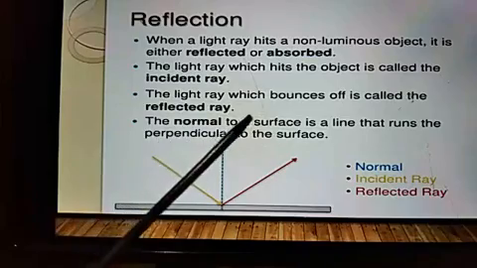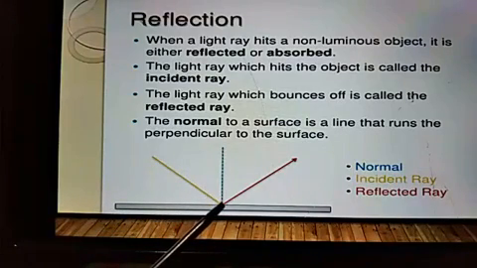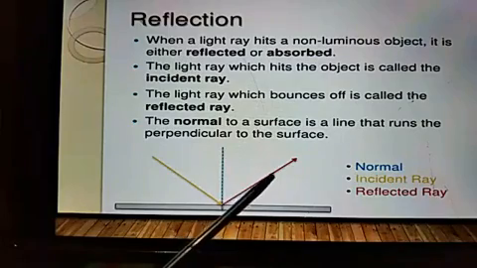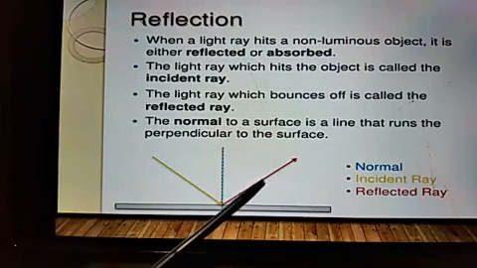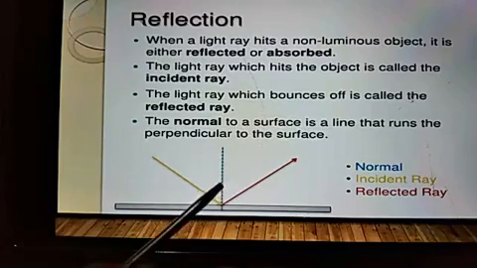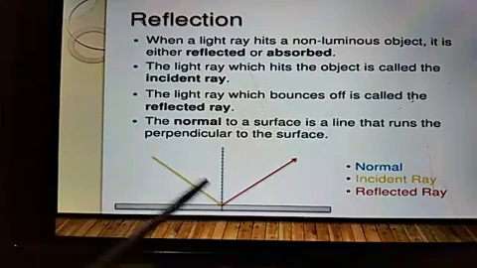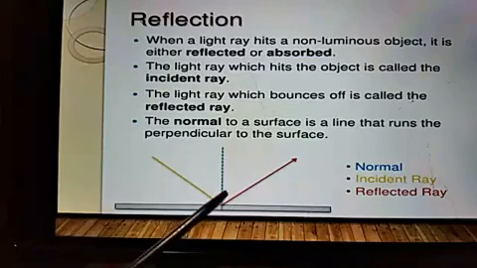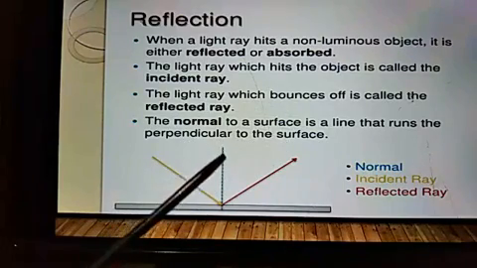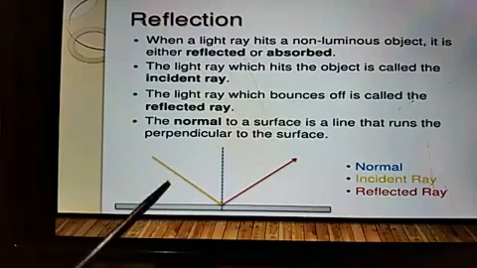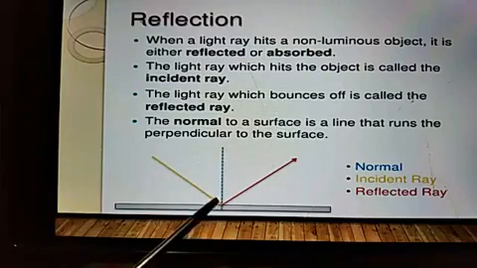The light ray which bounces off is called the reflected ray. When this incident ray is striking the mirror, it is bouncing back. This phenomenon is called reflection, and this red ray of light is known as the reflected ray. Now, we can also see another line, the blue dash line. What is this? The normal to a surface is a line that runs perpendicular to the surface. So, this line is making a right angle to the surface of the mirror. This line is known as the normal.